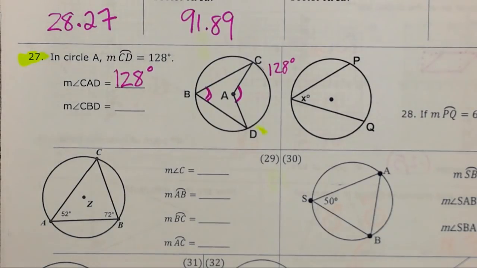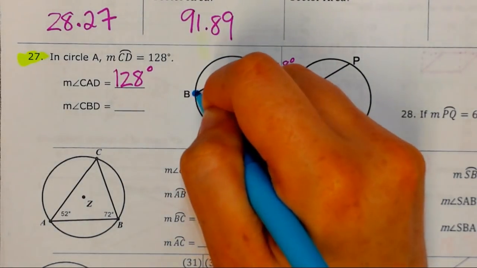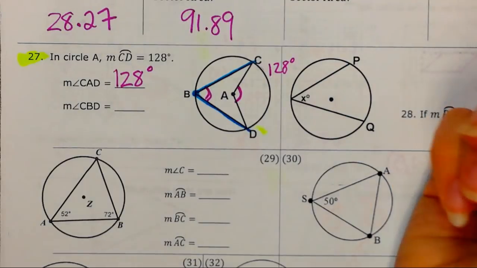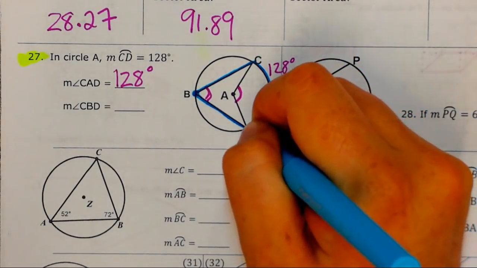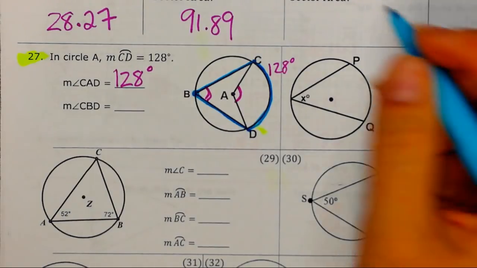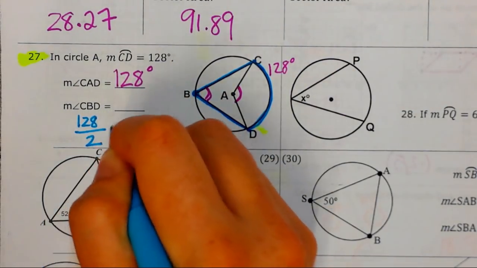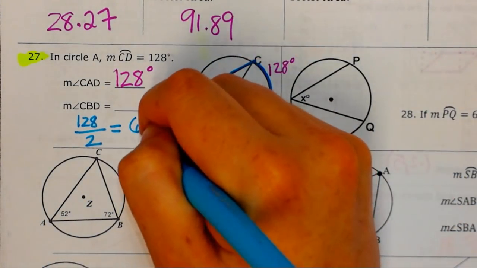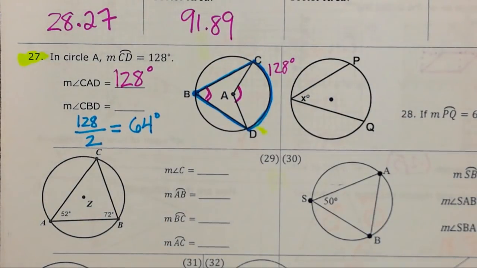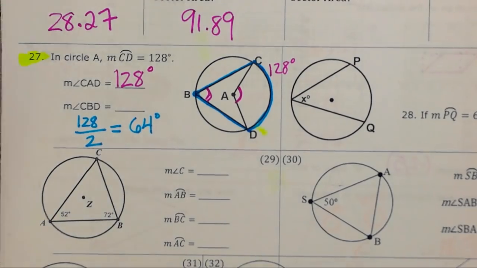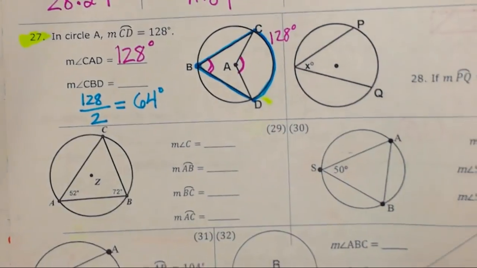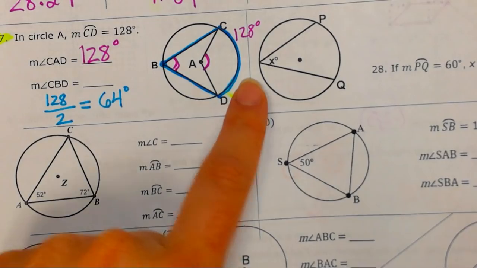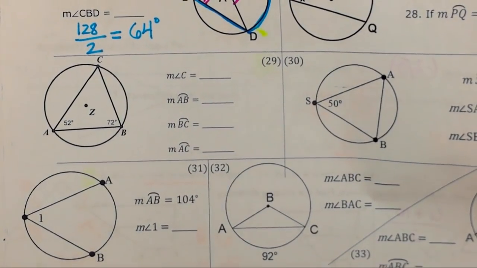Now, if an angle is inscribed, meaning that its vertex lies on the edge of the circle, then it's going to be half the measure of the arc it intersects. So I would take 128, divide it by 2, and that would give me that the measure of CBD is 64 degrees. The rest of these problems are pretty similar to that. As long as you know that central angles are the same and inscribed angles are half, you should be able to solve these other kinds of problems.